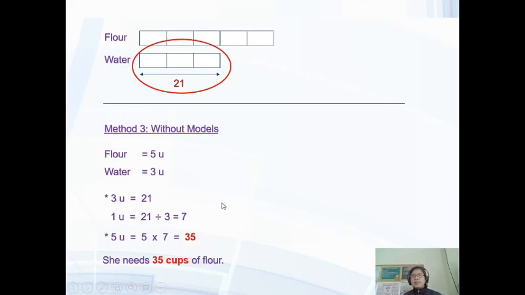So which method is the best one? It's all up to you. You can use the fraction, you can use the bar models, or without bar models. It's all up to you. Which one is your favorite one?